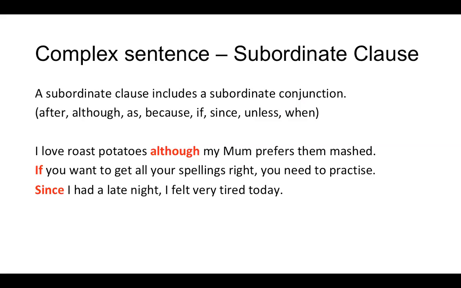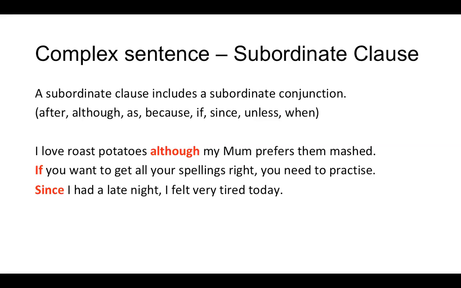If we have a look at the first sentence, I love roast potatoes, that's our main clause. That could be a simple sentence if we were to put a full stop there. I love roast potatoes. It makes sense. We can add extra information using a subordinate clause. So although my mum prefers them mashed is our subordinate clause. You can see that that doesn't make sense on its own. We need the main clause for it to make sense. And I've highlighted the subordinate conjunction, although.